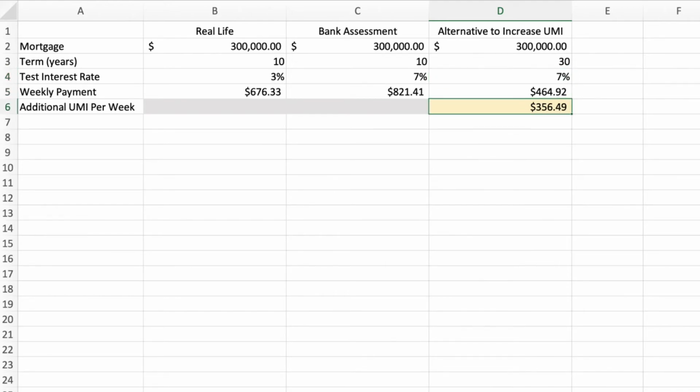So it saves $356 a week in the bank's eyes. You can actually continue to pay the same amount and pay that loan off in the same 10-year period just by using things like a revolving credit facility. So you make the same payments, you just do it at an extended loan term so that your uncommitted monthly income improves by a drastic amount, $356 per week.